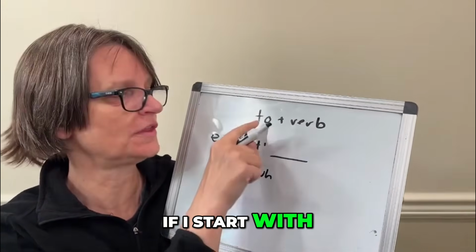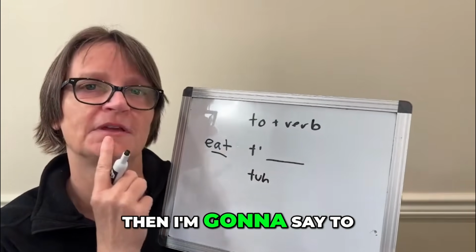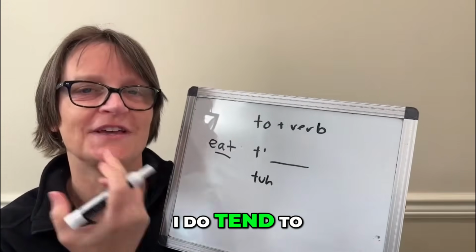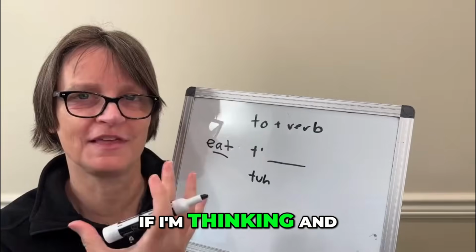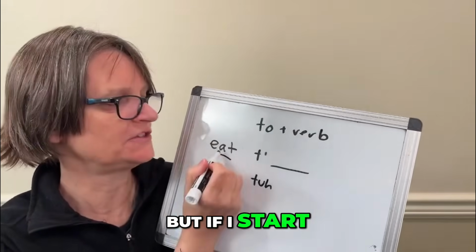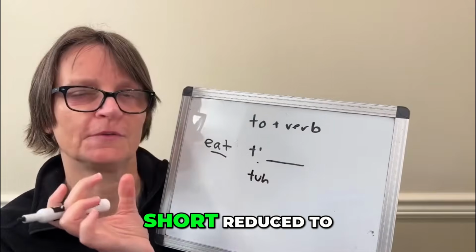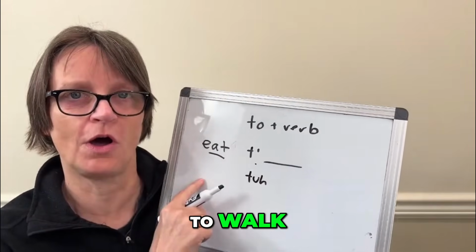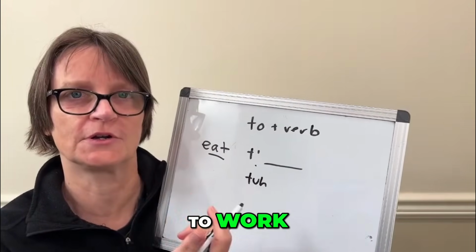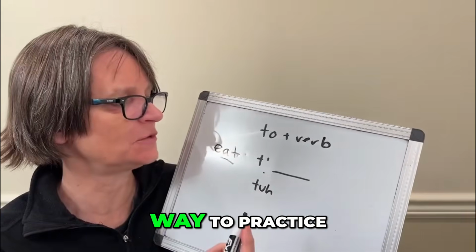If I start with "to" and I'm thinking, then I'm going to say "to." I do tend to use the clear vowel if I'm thinking and holding on the word. But if I start with "eat," "to eat," it's easier for me to do this very short reduced "to walk," "to walk," "work," "to work," etc. So that's one basic way to practice.